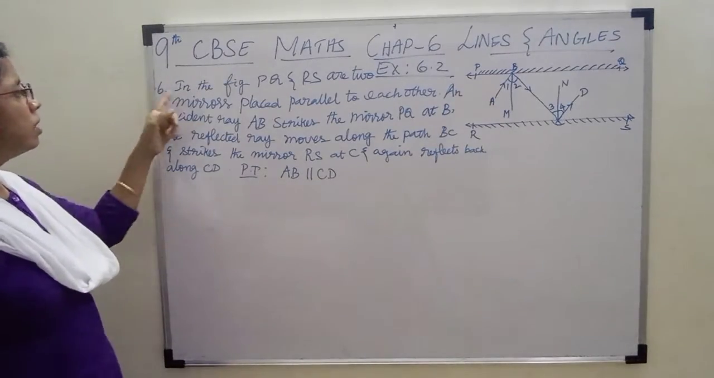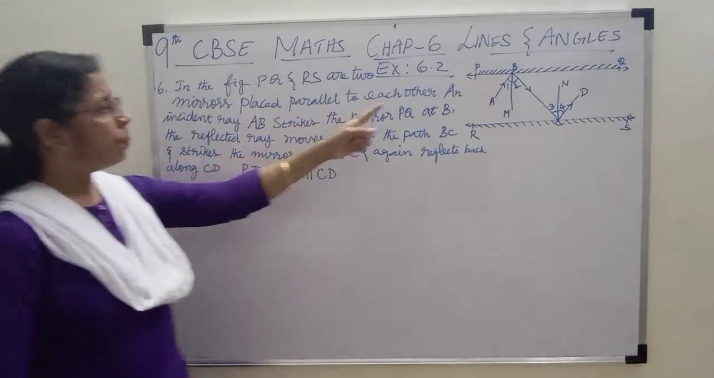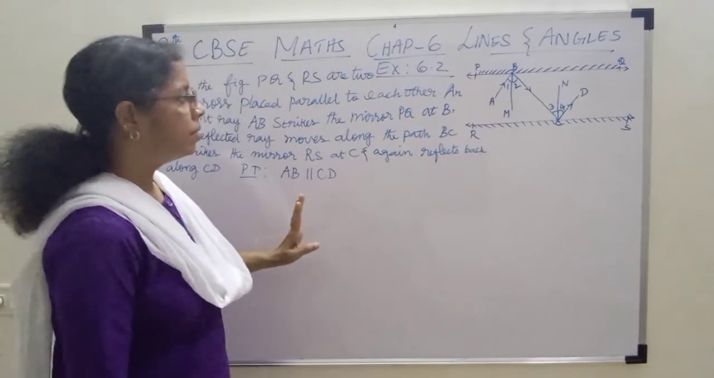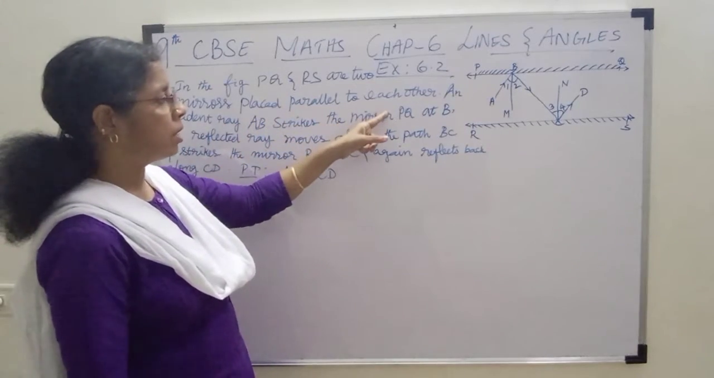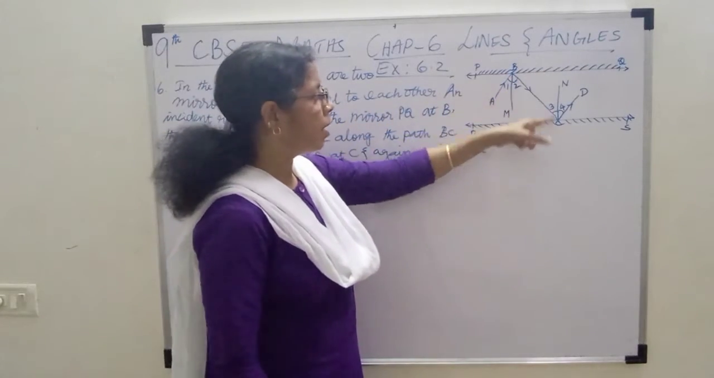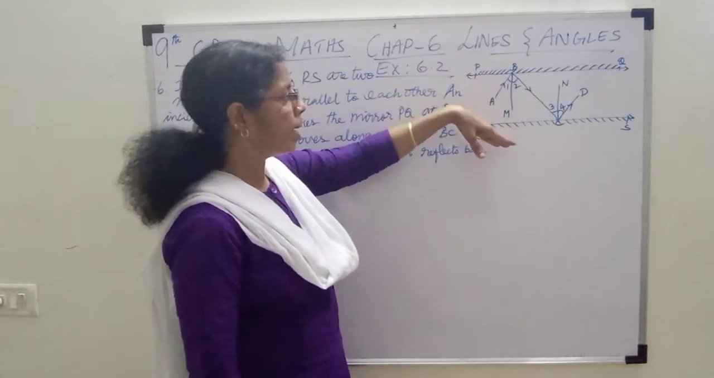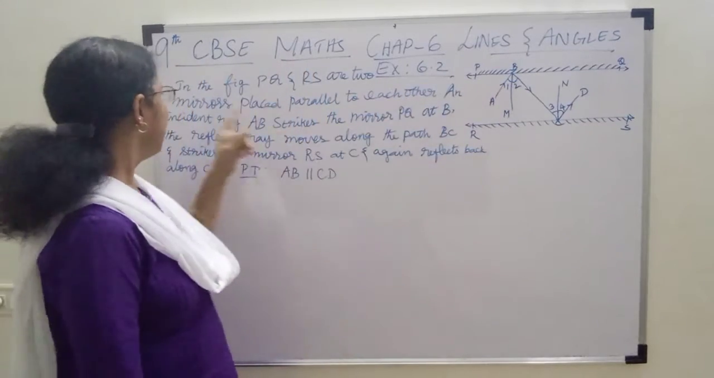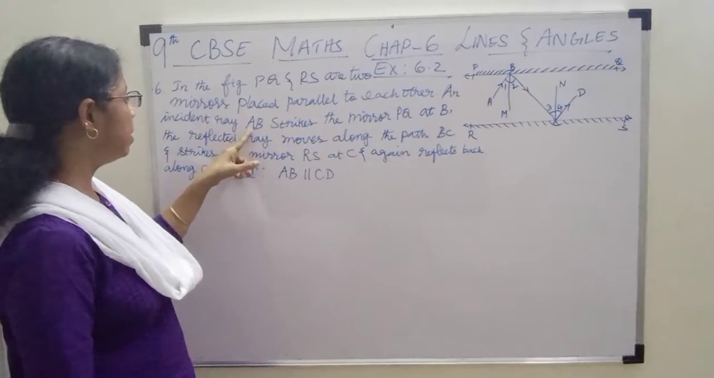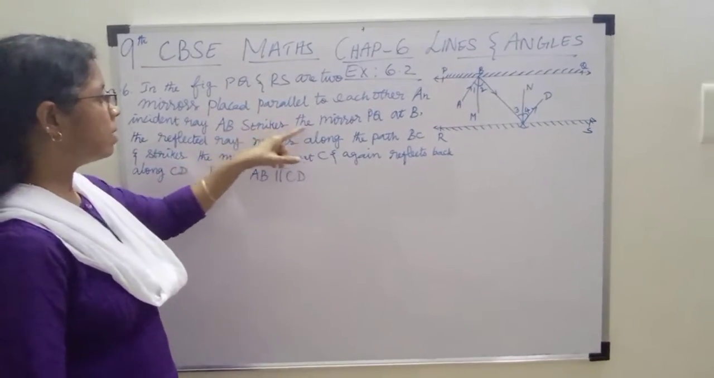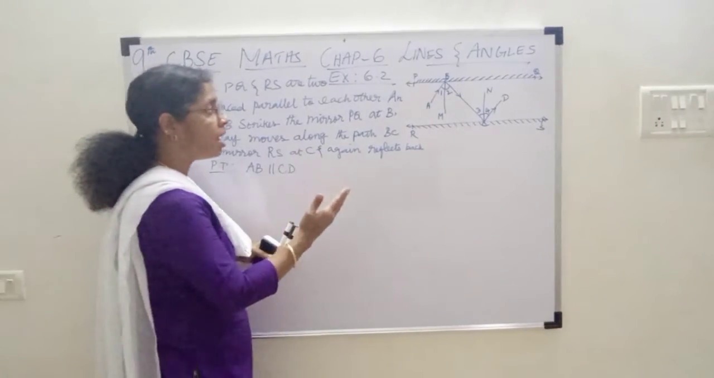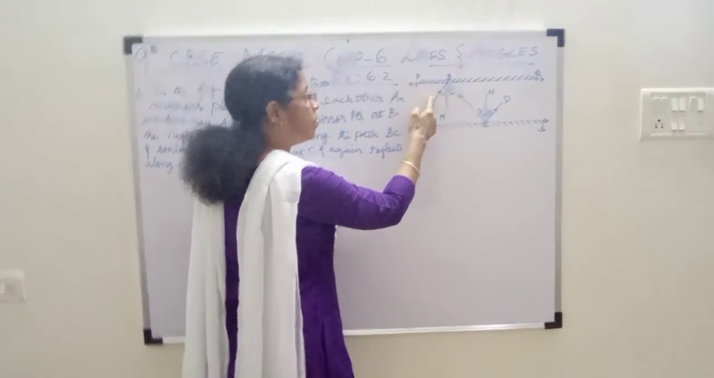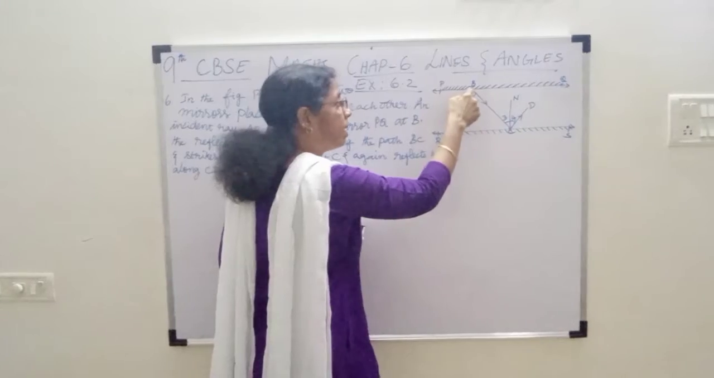In the given figure, PQ and RS are two mirrors placed parallel to each other. An incident ray AB strikes the mirror PQ at B. The incident ray is the ray which falls on PQ at B.